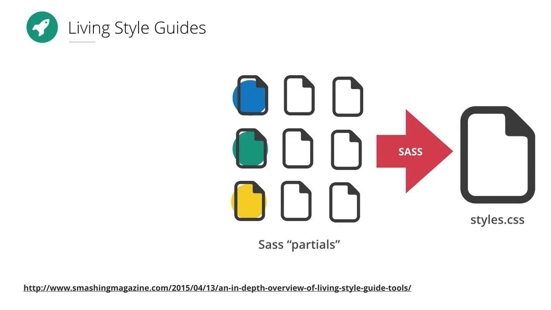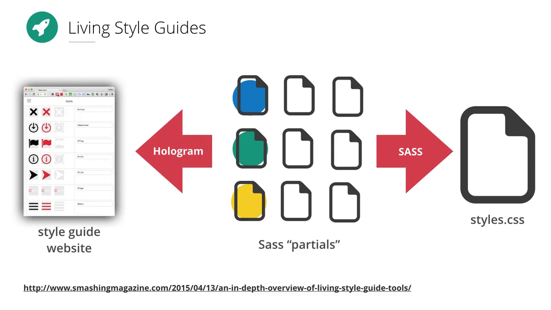But we've got another advantage. We've got our Sass partials that generate our website, but we now use a separate program called Hologram. There's a presentation coming up tomorrow on KSS, which is an alternative way of generating style guides. So literally from the same files, we put some text comments in the top, and those text comments define what the HTML of the components is. And we generate two outputs from the same source files. One is our live website. The second is a full style guide website that's generated from the same code.